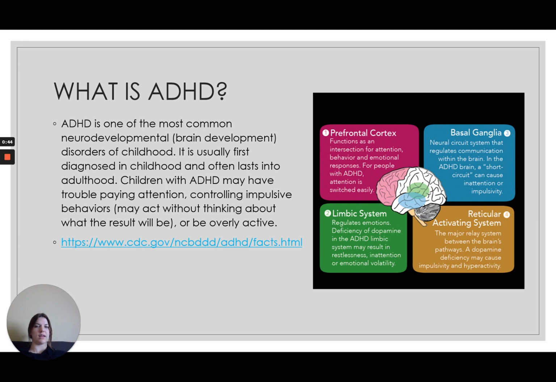So like I said, ADHD deals with brain development, and these are the parts of the brain that it affects. So first we have the prefrontal cortex. The prefrontal cortex deals with attention, behavior, and emotions. Whenever this part of the brain is affected, attention is switched easily whenever you have ADHD.